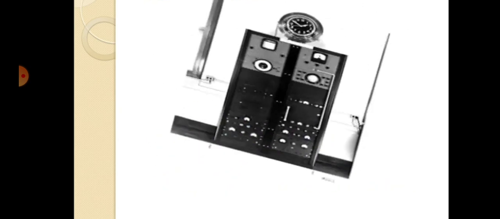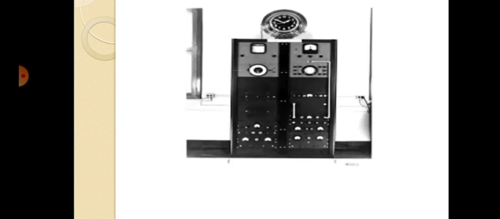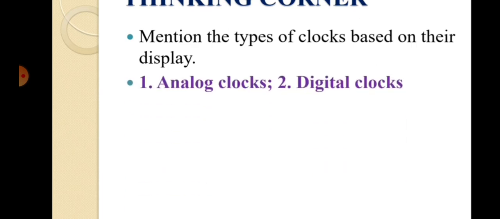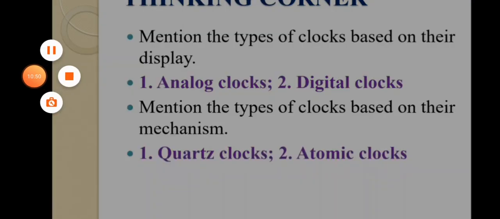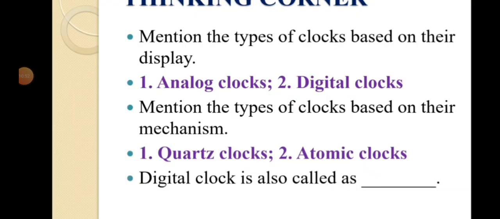Atomic clock, display of your atomic clock. Simple questions. Mention the types of clock based on the display. What we have studied: analog and digital. Then mention the types of clocks based on their mechanism: quartz clock and atomic clock. That's all. Digital clock is also known as electronic clock.